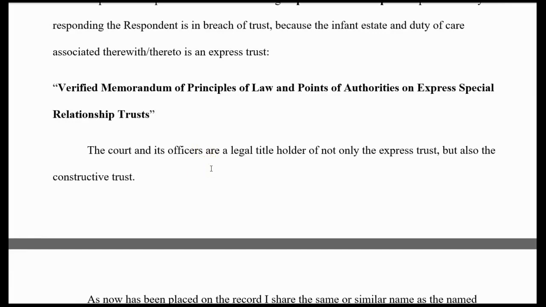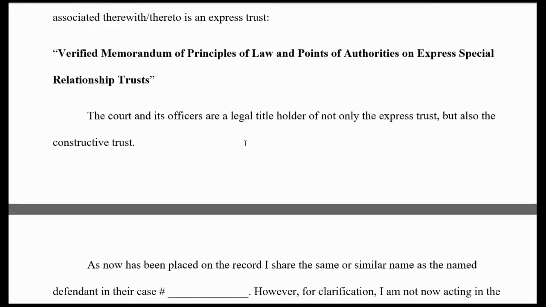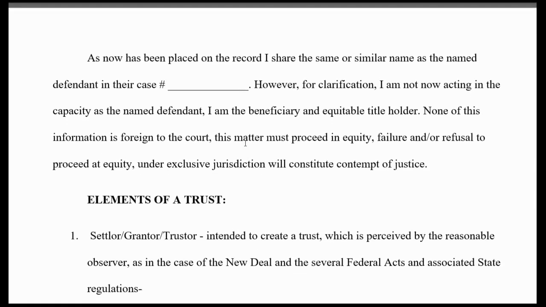And by the way, if they try to turn you down, you're going to demand that they show you the authorities and express law that they're applying. That's also in here. Okay. So now I'm saying it's been placed on the record that I share the same similar name as the defendant, right? Isn't it kind of similar? And their case number. However, for clarification, I am not now acting in the capacity. So this is basically what you do if you've already started a case or at the beginning of the case. Either one, you've got to make the statement. However, for clarification, I'm not now acting in the capacity as the named defendant. I am the beneficiary and equitable title holder.